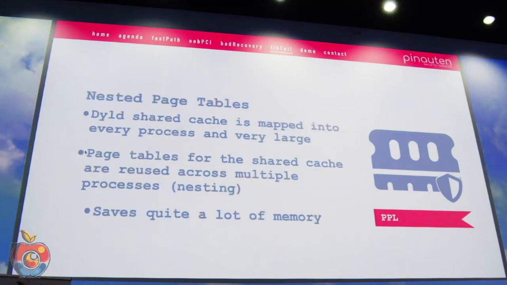Now, another feature we have is the so-called nested page tables. They are used for the DYLD shared cache because the DYLD shared cache is a large file. It's mapped into every process, and actually creating page tables for every process would consume a lot of memory. So what Apple decided to do instead is they nest those page tables.